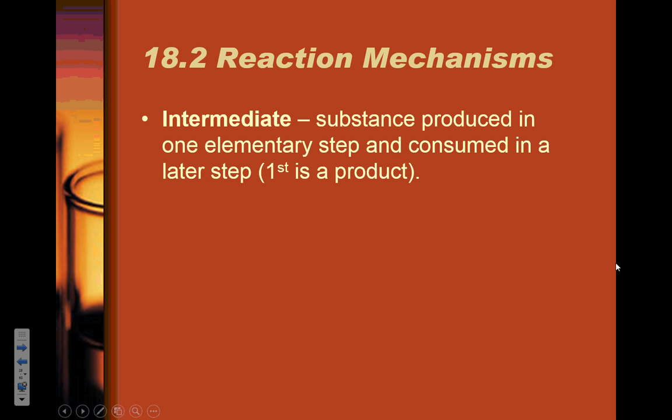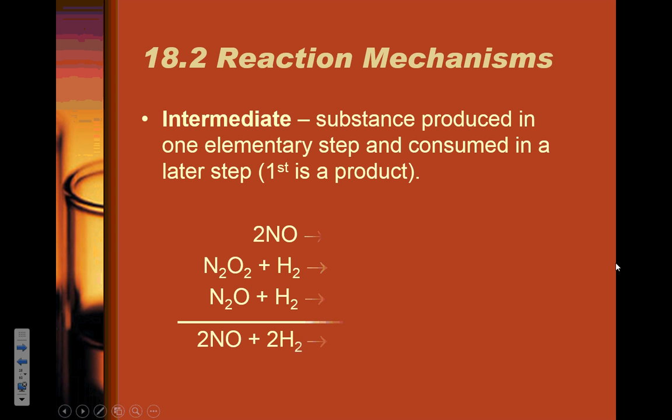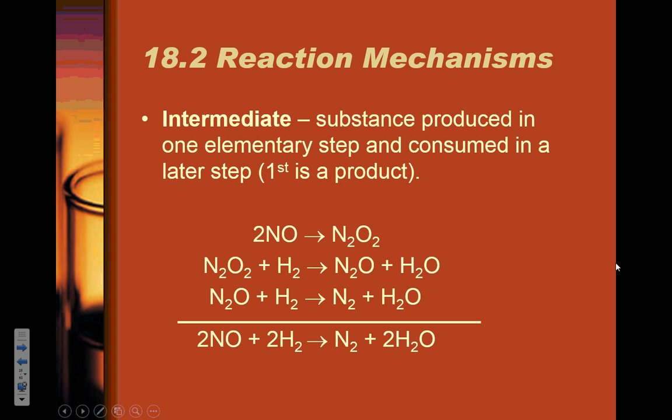Well, how do we know if something that cancels is an intermediate or a catalyst? Well, if it first appears as a product in our reaction sequence, therefore it's an intermediate. So we go back to this one. N2O2 was something that canceled out, and N2O was something that canceled out. And both of these first appeared on the product side and then later became a reactant. In other words, it was formed and then used. And that's exactly what an intermediate is.